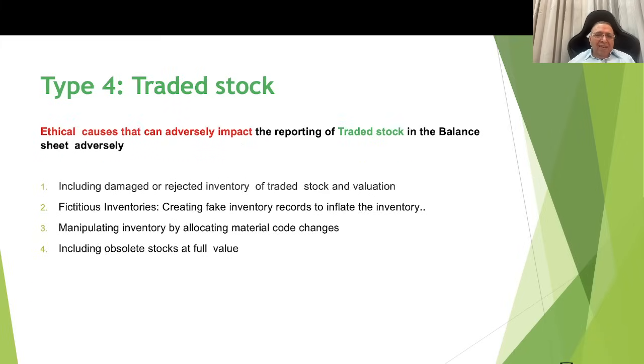Ethical causes in the case of traded stocks. Number one, including the damaged or rejected inventory or ready stock and their valuation. Number two, fictitious inventories, creating fake inventory records to inflate the inventory. Number three, manipulating the inventory by allocating material code changes. And number four, including obsolete stock at full value.